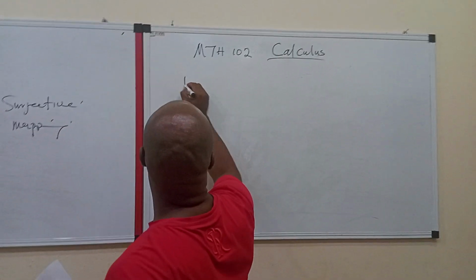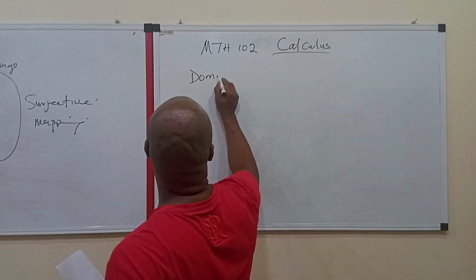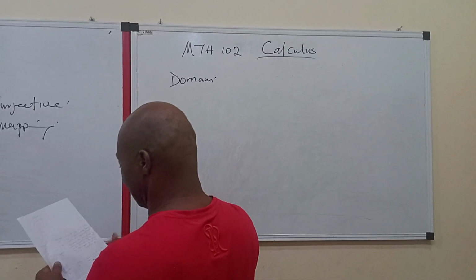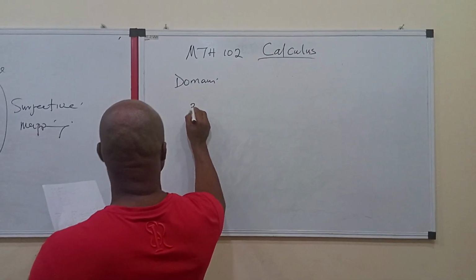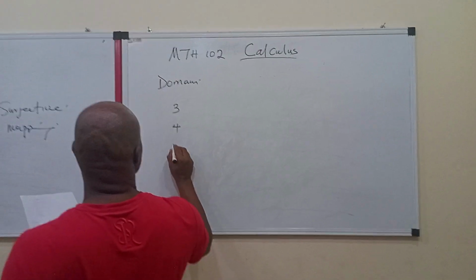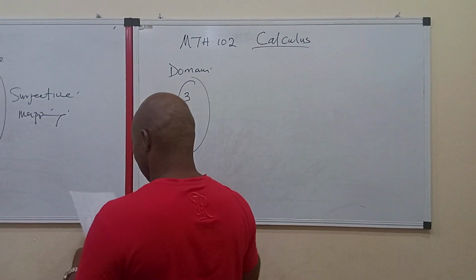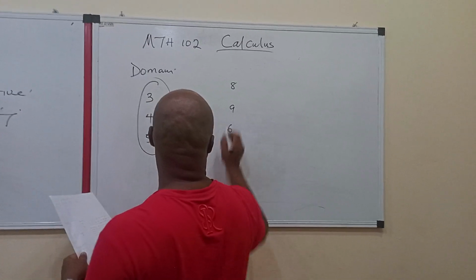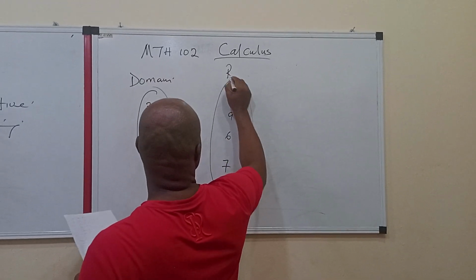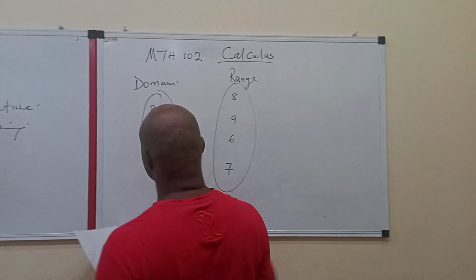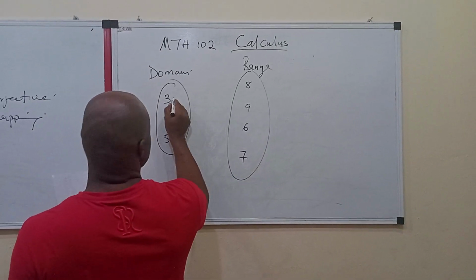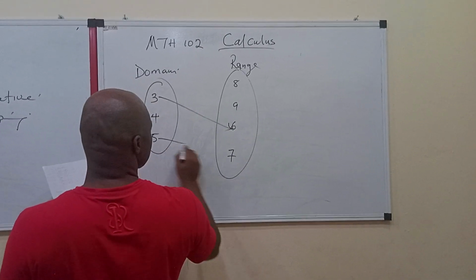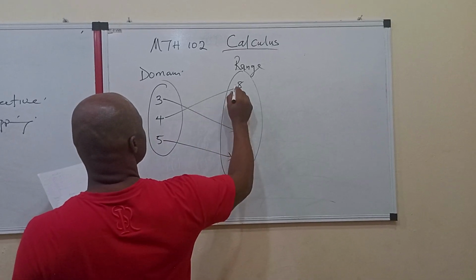Now, already the x side, that one na the domain. Make we call this one domain, the things wey dey inside: 3, 4, and 5. Now make we get another one wey be 8, 9, 6, and 7. This one now, as we know, we dey call am the range. Now see the way wey this one mingle. This 3 come to this 6, this 5 come to this 7, then this 4 go to this 8.